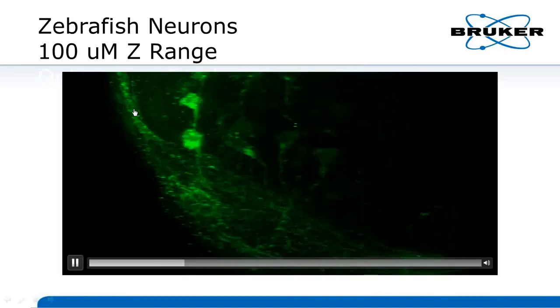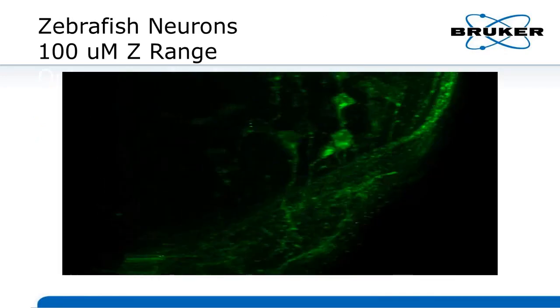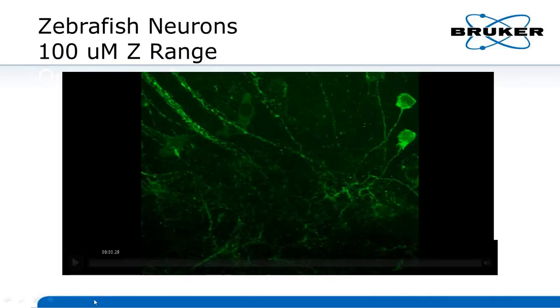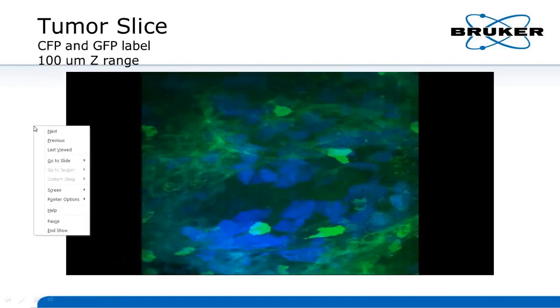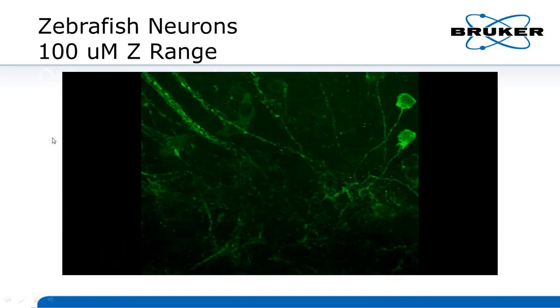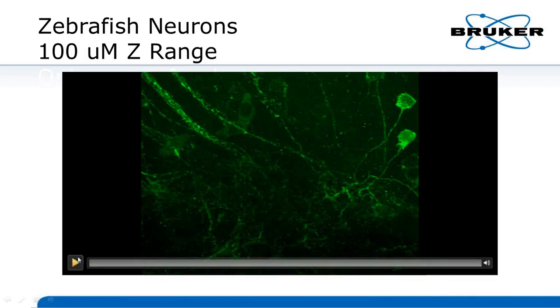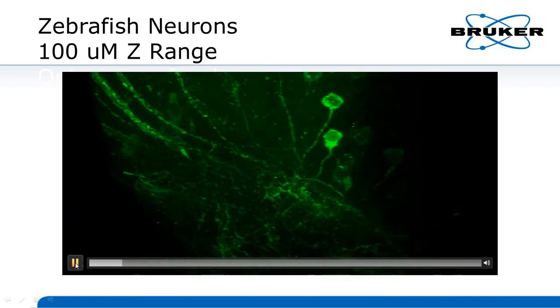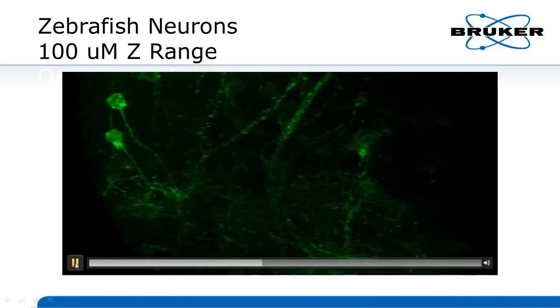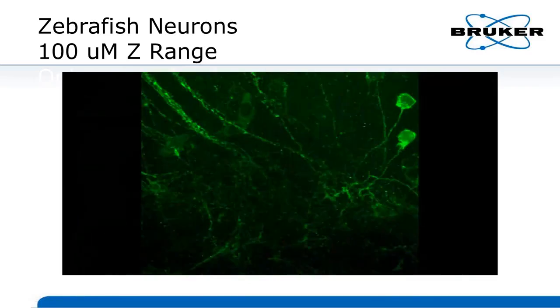This is just a couple of examples here of imaging range on the system. First one, sorry about the jump there. This first one is a zebrafish where the neurons were labeled with GFP, and this was a 100 micron Z range in this experiment. And this is just showing a three-dimensional reconstruction of the acquired Z series.